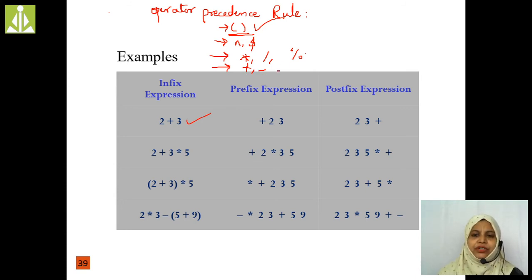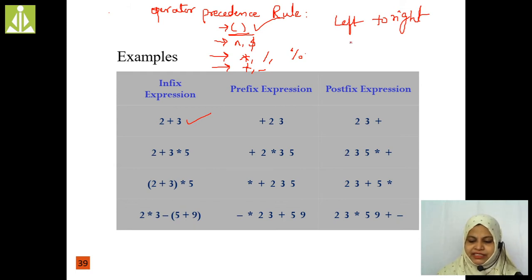Now how do you recognize which one has the highest priority among star, divide and percentile? While evaluating an expression, you evaluate it from left to right. The first occurring operator has the highest priority.